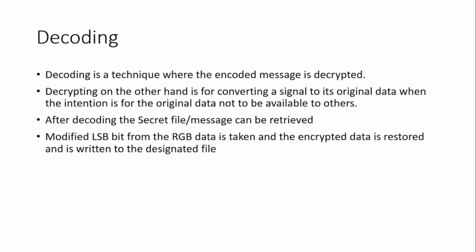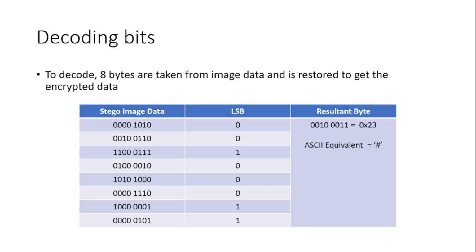The modified LSB bits are taken from the RGB data, the encrypted data is restored, and it is written to the designated file. So we open another file, a text file, in write mode. We will collect the bits, form the character using bit manipulations, and write each character into the file. So this is the 8 byte modified data. We will collect these individual LSBs and put them together to get the resultant data, and we will get the resultant character.